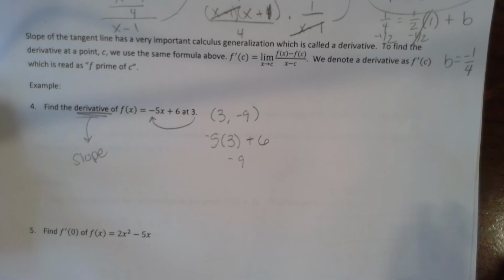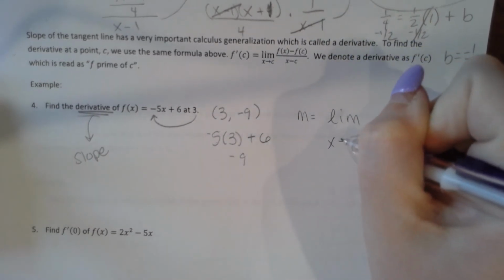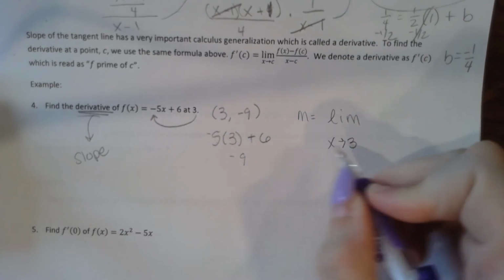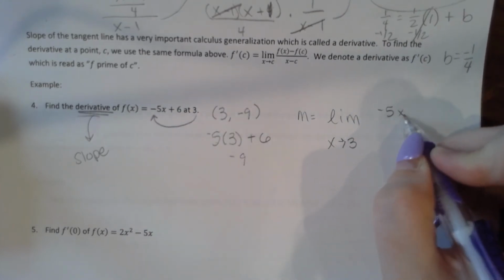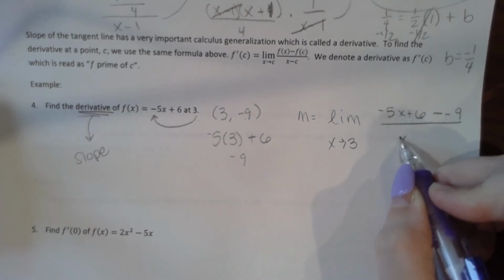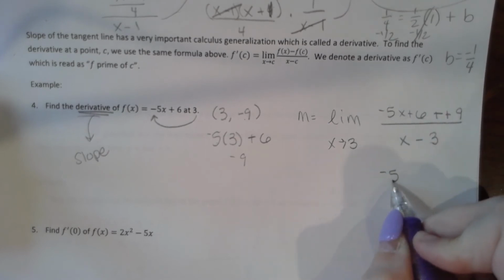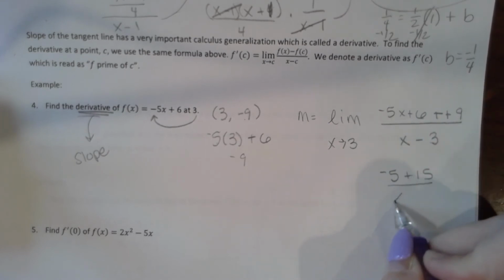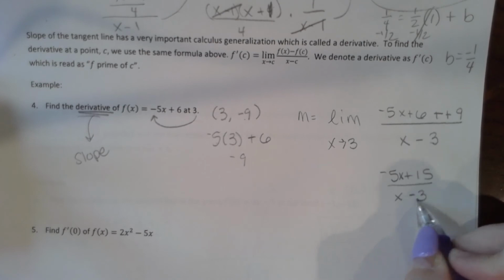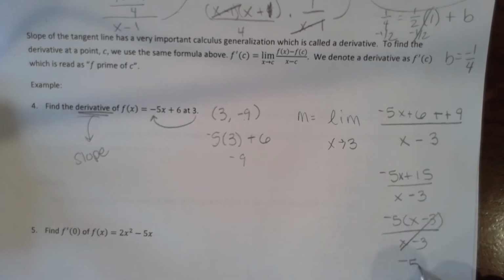Now that we have our ordered pair, we can find the slope by using the limit as x is approaching c of f of x minus f of c all over x minus c. Oops, I forgot the x. Factor out the negative 5. So our answer is negative 5.